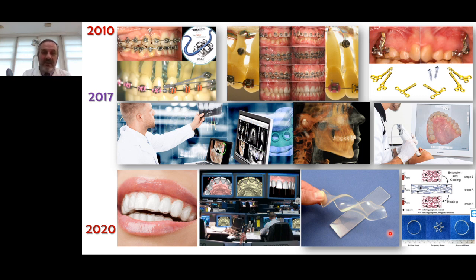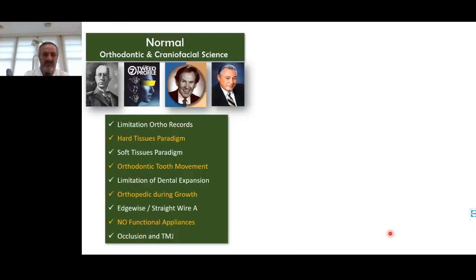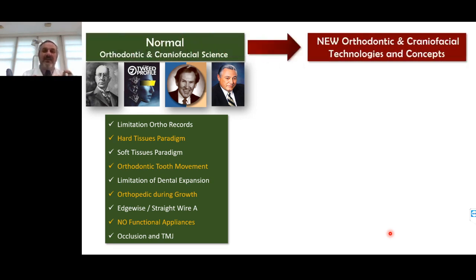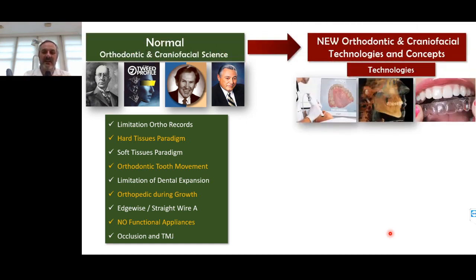And the next point is shape memory polymers. What are shape memory polymers? It is the next step of the aligners. For this reason, we have to change the normal orthodontic and craniofacial science with the limitation of the orthodontic records, the hard tissues paradigm, the soft tissues paradigm, the orthodontic tooth movement, the limitation of the dental expansion, the orthopedics during the growth, the edgewise, the functional appliance, for a new orthodontic and craniofacial technological concept.